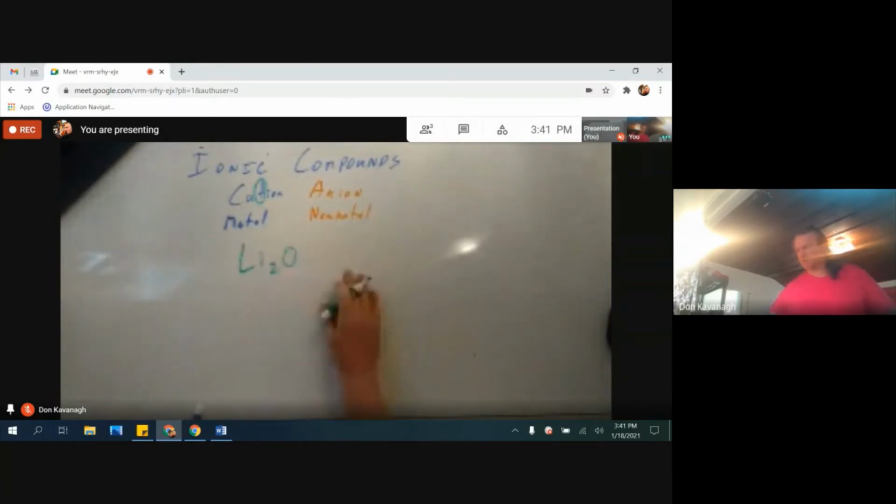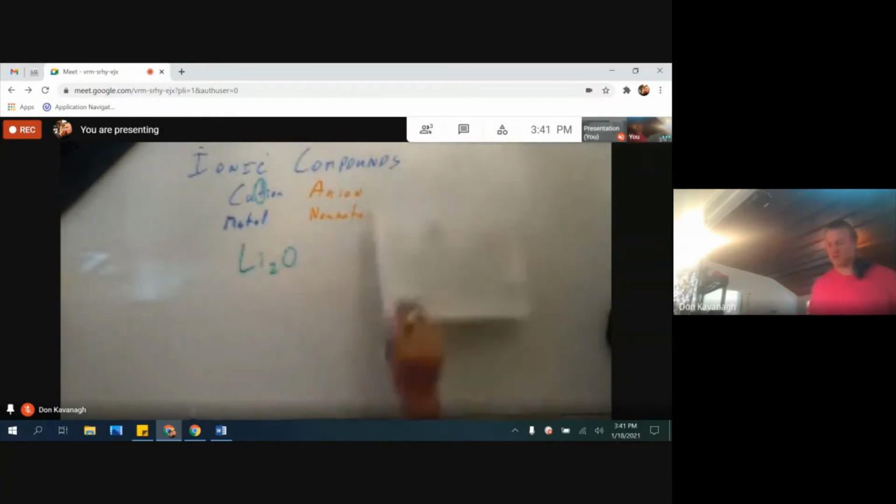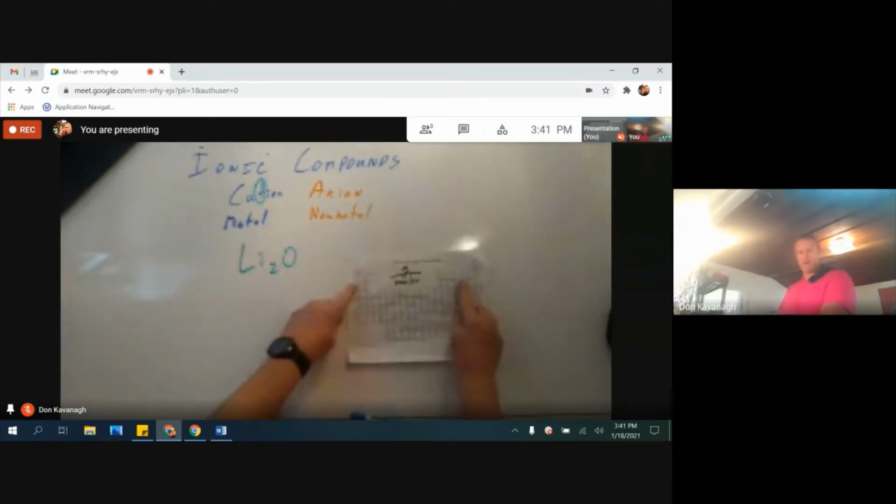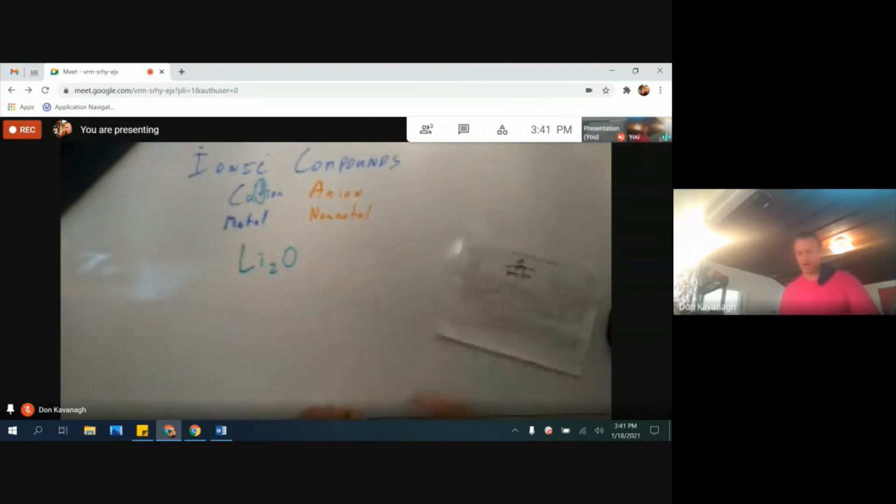Lithium oxide. I need my periodic table, and I need to find each of these atoms on the periodic table. It doesn't matter that there's two lithiums. I just need to find lithium and oxygen. Sure enough, one of them is a metal and one of them is a nonmetal. So this is an ionic compound. I'm just going to call it IC here for short.